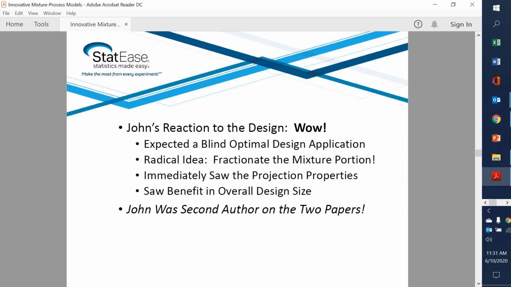So John saw it, wow, okay. As I said, he was expecting a blind optimal design application. We didn't do it. It was a radical for him. We fractionated a mixture portion, but he saw the projection properties. And he saw the benefit in overall design size. John was the second author on the 2 papers dealing with mixture and process that came out of Scott's dissertation. He had 4 papers. We were also doing split plot work as well.